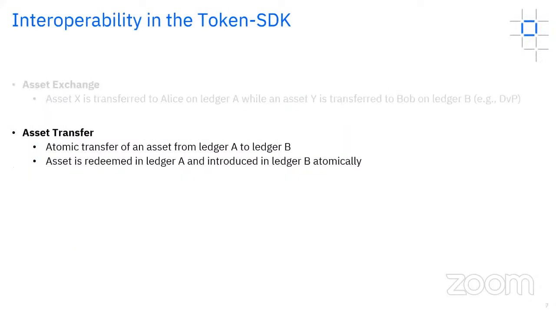Okay. So now I move to the asset transfer. As I said, the asset transfer is more about moving assets from one network to the other, whereas in the asset exchange, the assets stay in the same network, they do not change networks, let's put it this way.